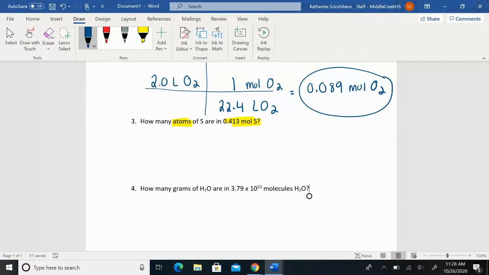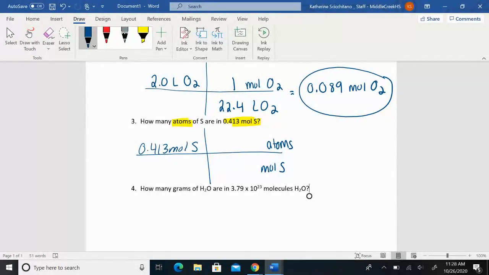So I set up a railroad track with one conversion, so one vertical line, and we always put what we're starting with in the top left. So 0.413 moles of S. Now, I don't want to stay in moles because I'm trying to get to atoms, so I put moles on the bottom to get rid of it. Now the question is asking for atoms, so that's what goes on top.